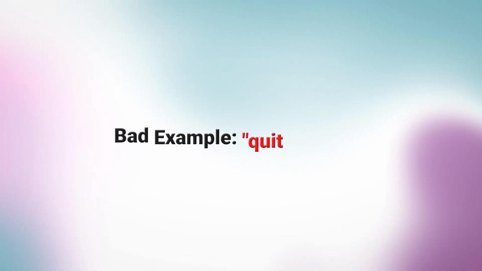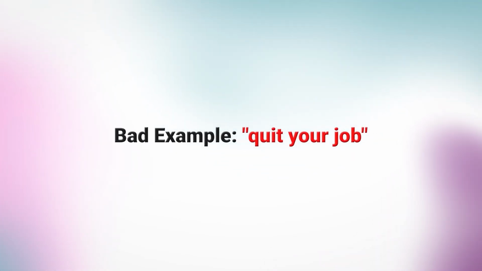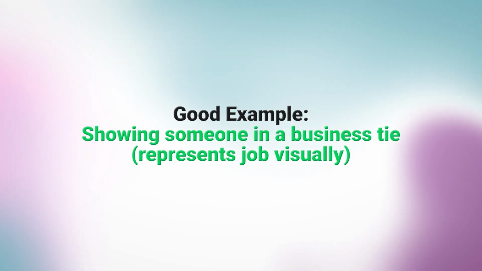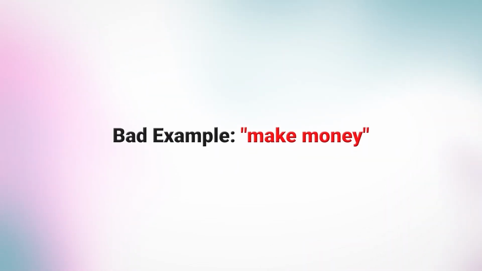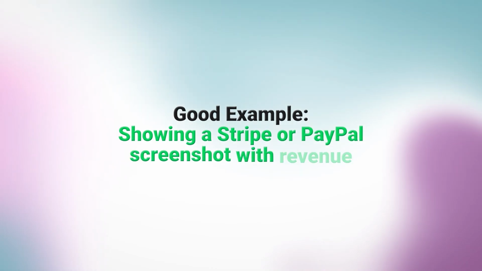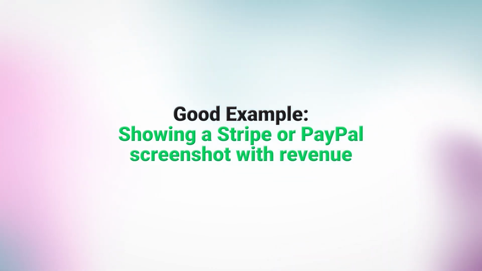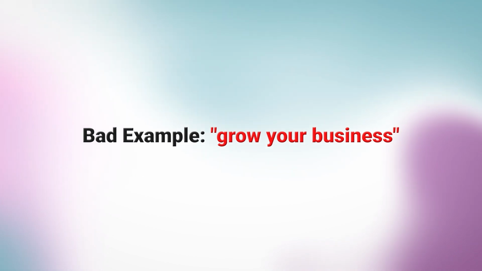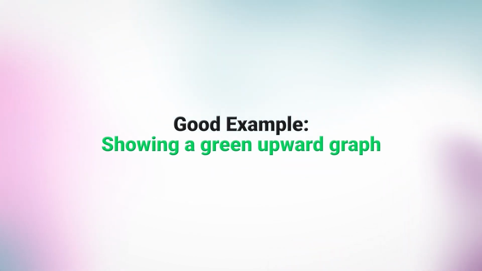But here's a bad example. Writing "quit your job" as text is not good. Here's a good example. Putting someone in a professional tie represents a job visually. Here's the bad example. Writing "make money." Here's how you fix it. Showing a Stripe or PayPal screenshot with revenue. Here's a bad way to do it. Writing "actually grow your business." And the good way to do it is to show a green upward graph. Keep asking yourself, is there a better way that I can show this instead of writing it? If it's yes, then just show it.